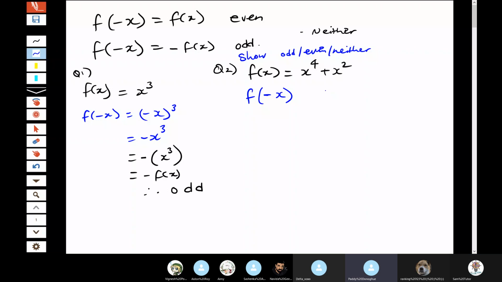Sounds good? Step 1, what's step 1? Substitute negative x. If I substitute negative x, I think you guys should know this, but what's a negative to the power of 4? What's going to happen? Positive. Again, negative squared. Positive. You good with that? Yep.